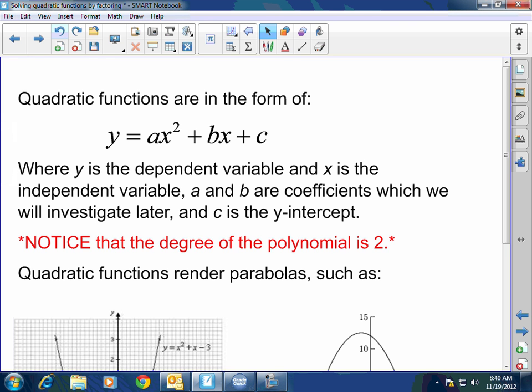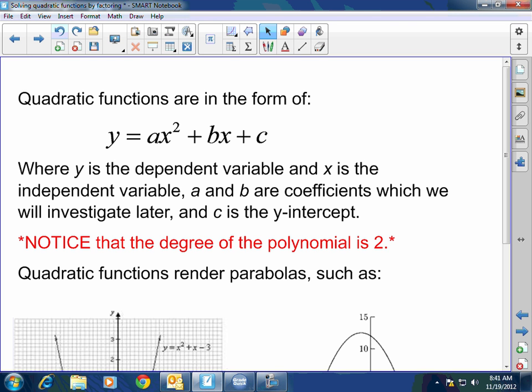Where y is dependent, of course, and x is independent, of course. A and b are coefficients, which we will investigate later. I promise, don't worry about it, just know they're coefficients. A is the coefficient of x squared, b is the coefficient of x, and c is the y-intercept. And we already know the definition of y-intercept. It's the y value on the y-axis when x is equal to 0.